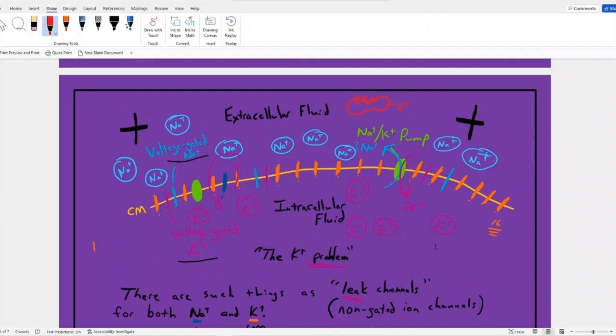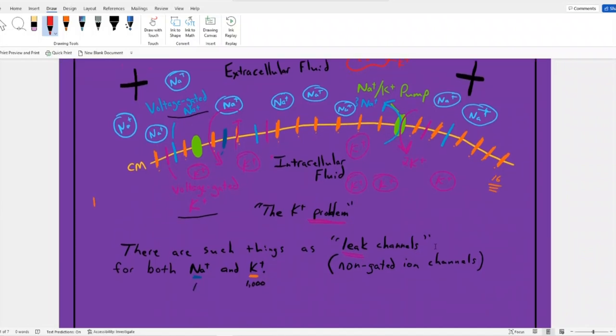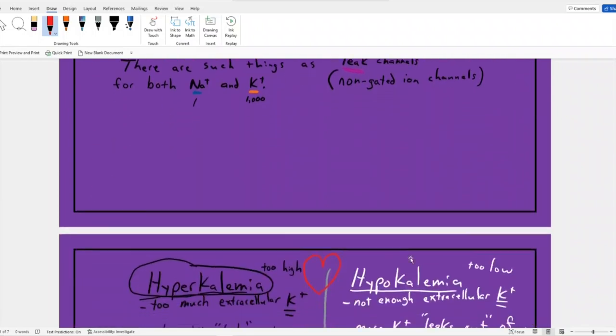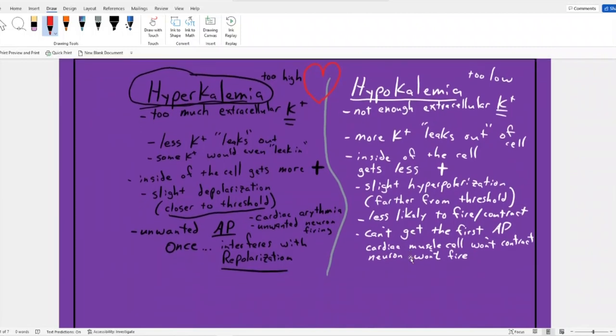But this is the potassium problem. Too much, bad. Too little, also bad. Hypokalemia could drive a person into death fairly easily. Why? So many leak channels for potassium. This is the potassium problem.